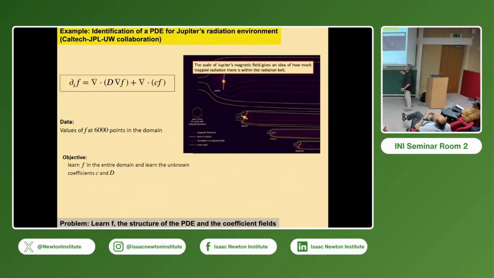One which we are doing in collaboration with JPL and University of Washington concerns the identification of a PD for Jupiter's radiation environment. So here, the PD that we try to learn, we believe it to look like this, where D and C are variable coefficients. But again, we are not sure. There may be extra terms. So we have to go through the discussion that we just had.